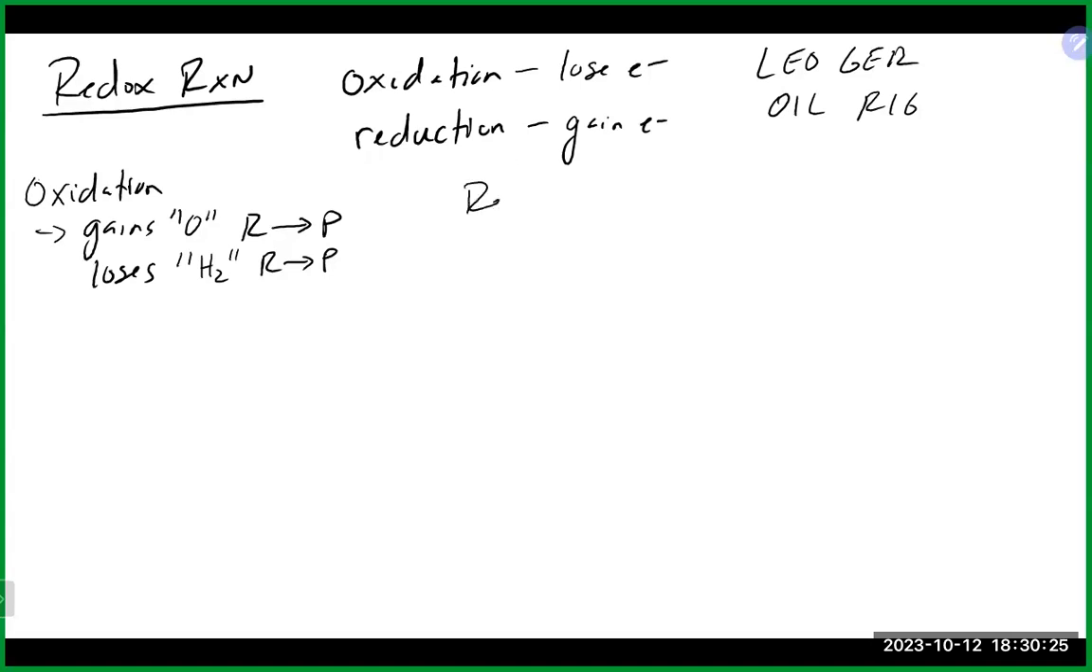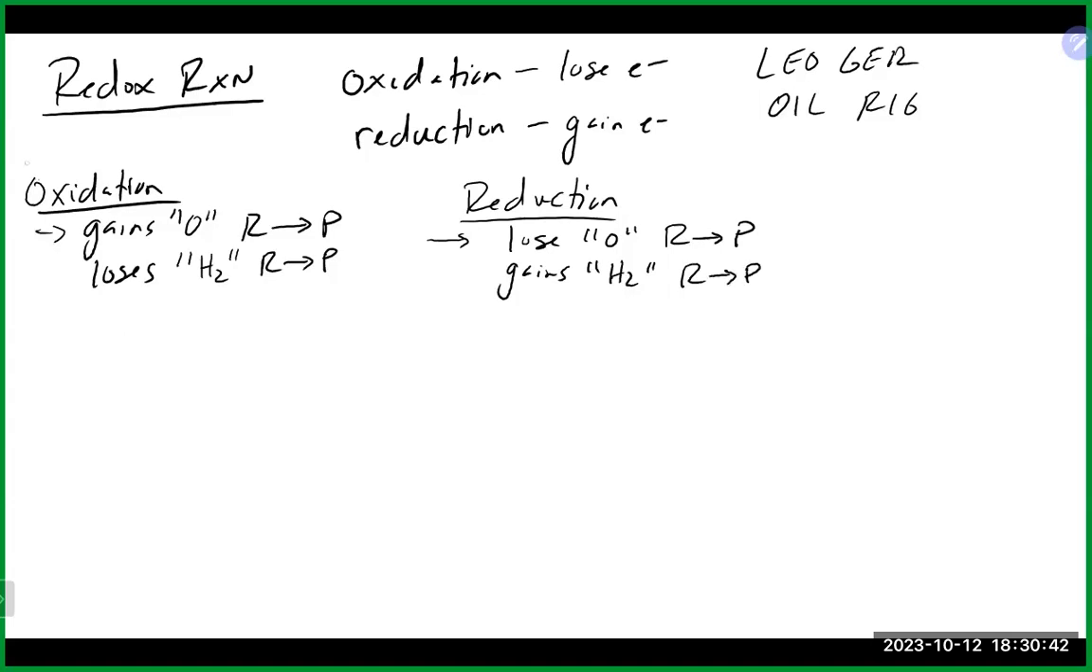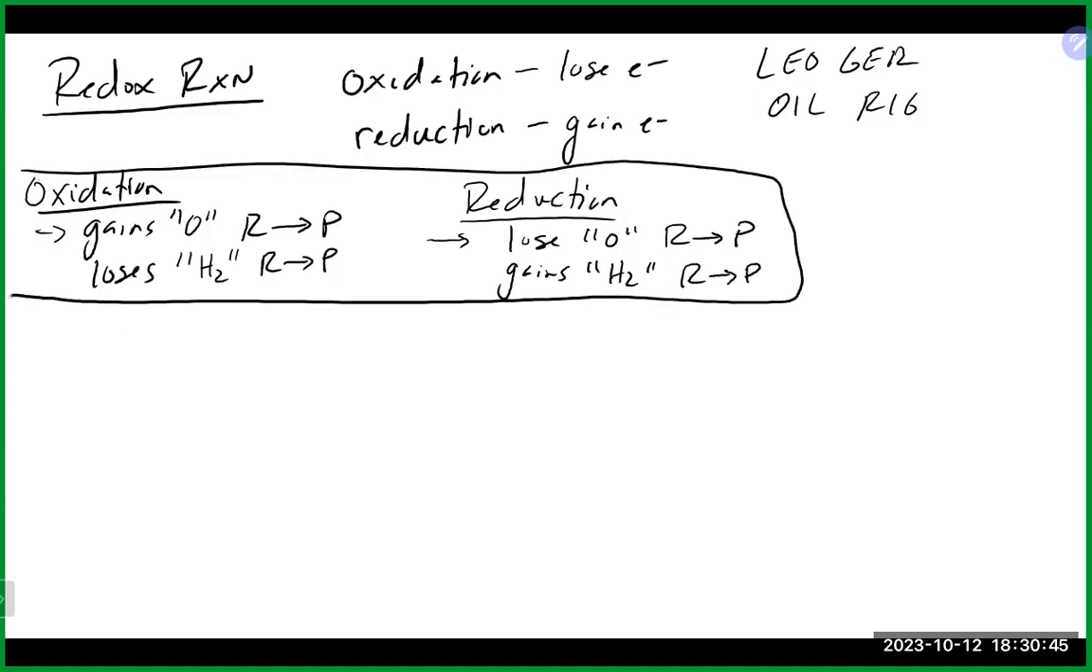Same thing with reduction, has basically the opposite sort of definition. That is something that will lose oxygen as it goes from reactants to products, something that gains hydrogen as it goes from reactants to products. So these definitions, as I mentioned, are very commonly used, especially when you have nonmetals and nonmetals together. It allows you not to have to figure out oxidation numbers really quickly. You could just simply look at it and go, okay, this guy gained oxygen or lost oxygen as it goes from left to right.